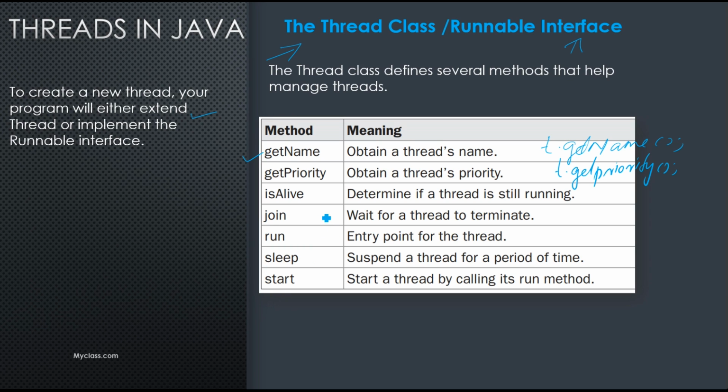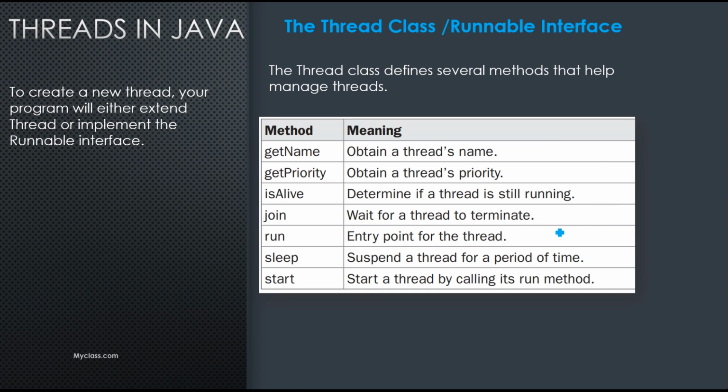The next method is isAlive. The isAlive method is for checking if the thread is still running or not. The join method is to wait for a thread to terminate. If one thread is waiting for another thread to terminate, we use the join method; we will explain that later, as it is a wide concept. Next is run, the entry point for the thread. In the run method, we write what is going to be inside a thread. The sleep method is used to suspend a thread for a period of time. Then start: it starts a thread by calling its run method. That is actually the main method under our Thread class.